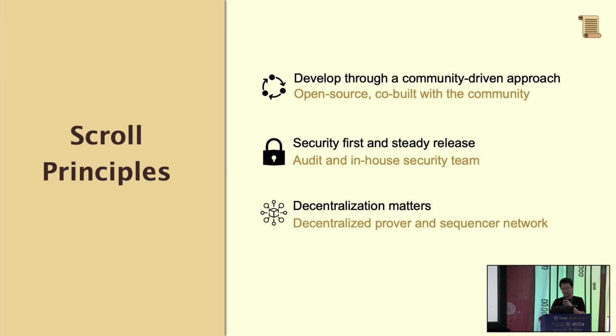For Scroll, we are committed to decentralizing all the different layers, including the provers, who are responsible for generating the zk proofs, as well as the sequencers, so that there are validators to validate, and different parties who can propose the blocks and process the transactions.